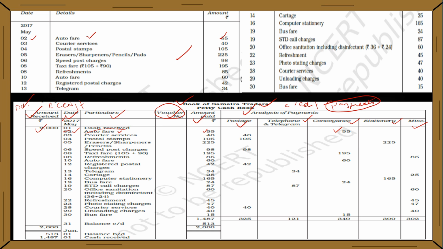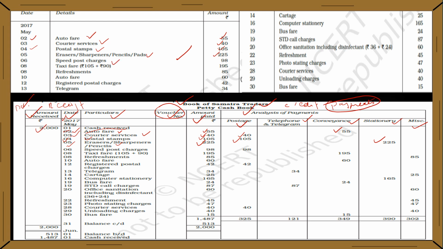in the sub column. Next, courier services of 40. On 3rd May, courier services under the amount paid, 40 rupees, and under the sub column postage you have to fill it up. Next, postal stamps on May 4th, 105. Date column 4, particulars postal stamps, amount is 105, under postage column fill 105. Next, erasers, sharpeners, pencils, pads 225. Date, erasers, sharpeners, pencils, pads under the particulars column, 225, it will go under stationery.